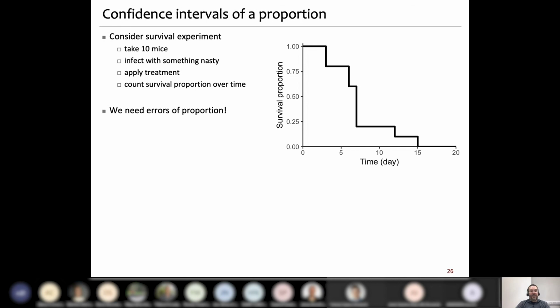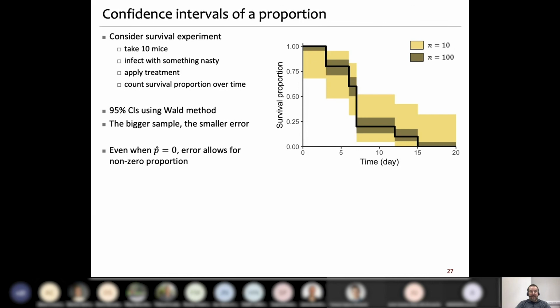Let's find confidence intervals of a proportion in a survival experiment. You have 10 mice, you infect them with something nasty, you apply a treatment, and then simply count survival proportion over time. And you can get this result. You start with 1, which is 100%, and then as mice die in the course of the experiment, you have fewer and fewer mice left. But these are just proportions. We need errors of a proportion.